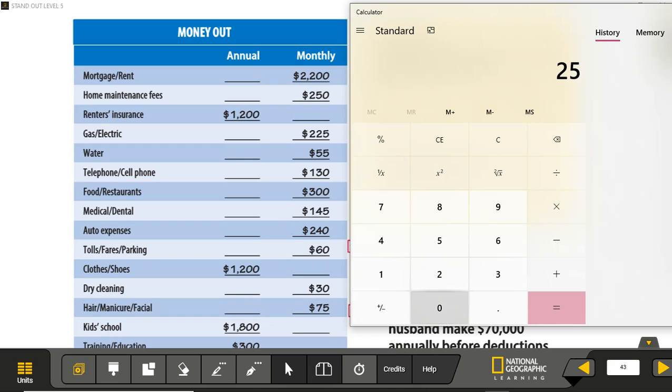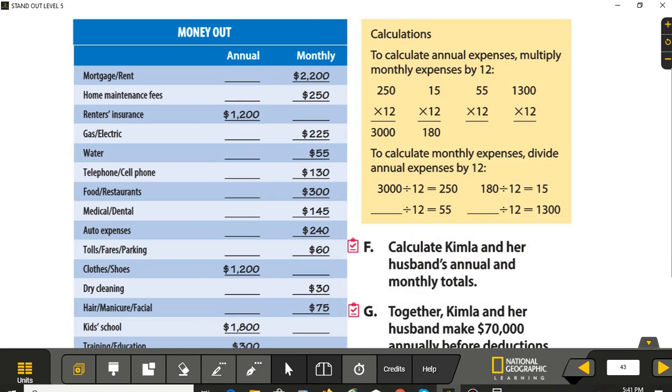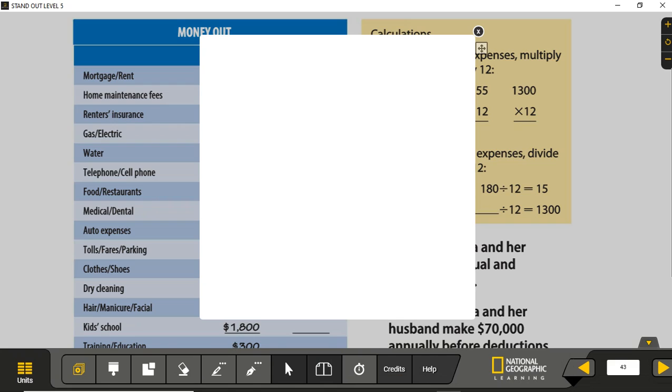We do 250 times 12. And every year they spend $3,000 on home maintenance. Gas and electric, how much do they spend a year? 225 times 12, etc. Okay? So I'm going to take my calculator, I'm going to minimize it, and I'm going to pull up the answers for you guys.